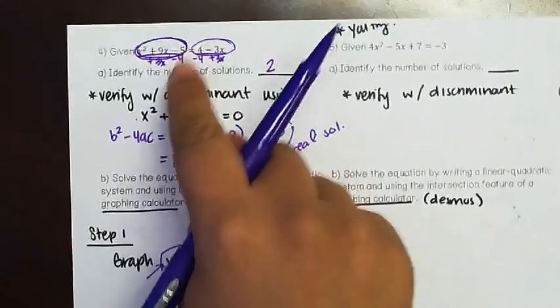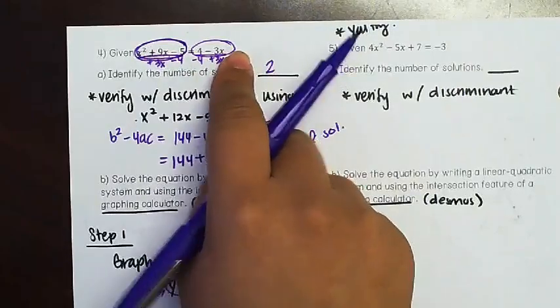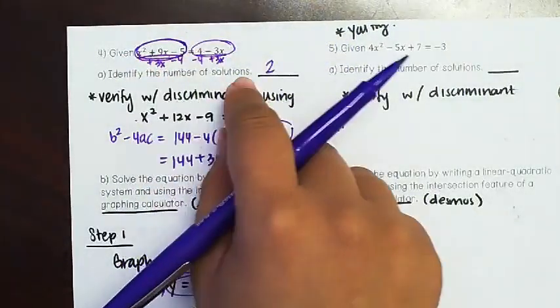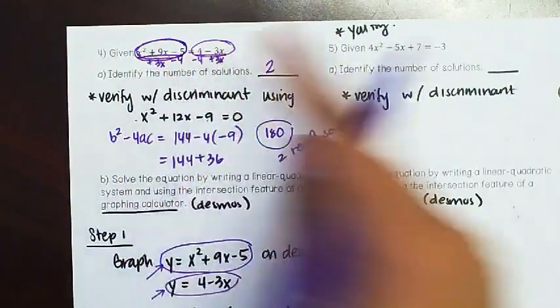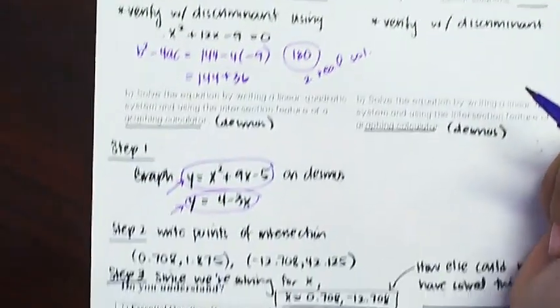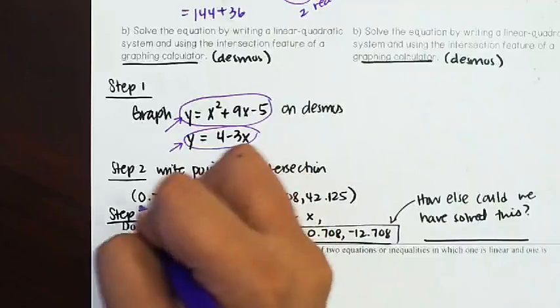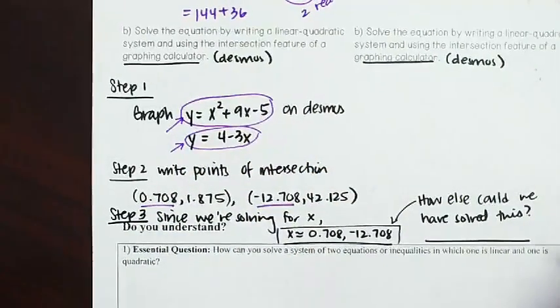But because this problem didn't have a y, it says, given this, how many solutions are there? There's 2. But we're solving just for x. There's no y. There's no need to plug it back in. So in this case, the x's are my solutions.